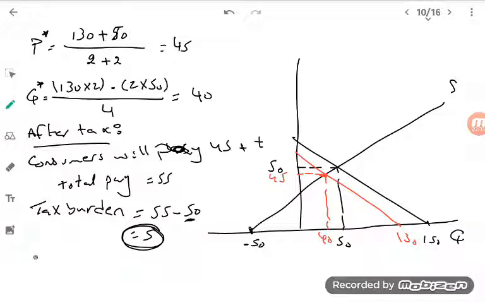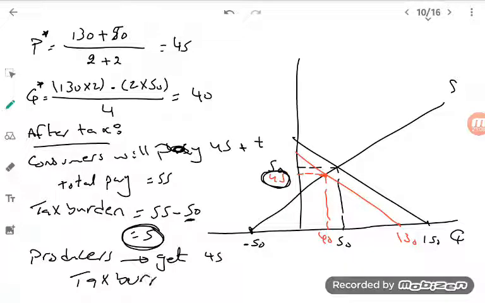With respect to the producers, actually taxes are imposed on the consumers, but this is going to affect the producers as well, as producers are going to get 45, the new equilibrium price. But before imposing tax on consumers, they could get 50. So there is a tax burden for the producers equivalent to the old price minus the new price, which is 5.